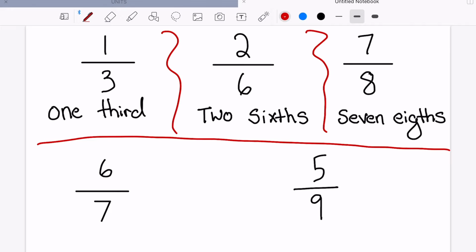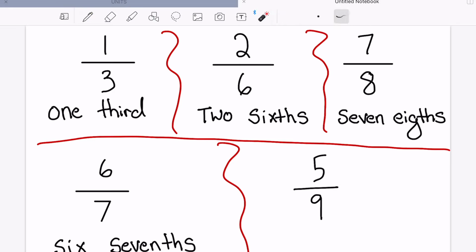Let's continue. Let's look at the next one. Here we see 6, and here we see 7 at the bottom. 6 we're going to write normally, just like that. We're going to write the letters in the word 6, S-I-X. Then the bottom, we're going to spell out sevenths, S-E-V-E-N-T-H-S. 6/7.